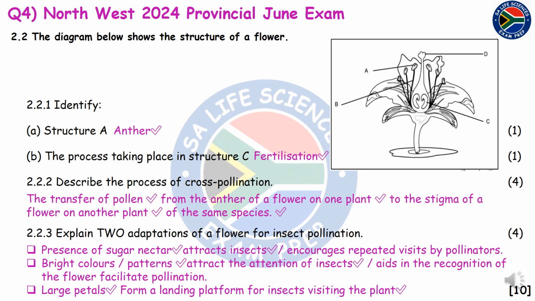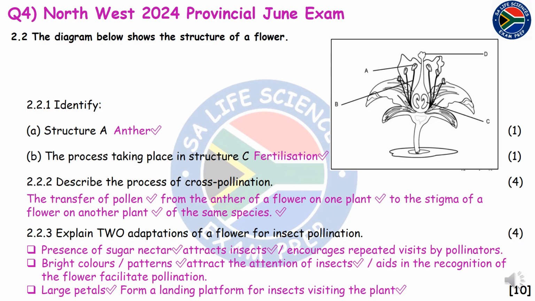2.2.3 asks you to explain 2 adaptations of a flower for insect pollination. So this question has got 2 parts. Part number 1 is the adaptations. Part number 2 is the insect pollination. So I want us to isolate those 2 parts. I want us only to think of adaptations and insect pollination.